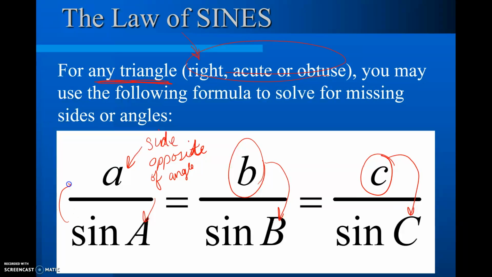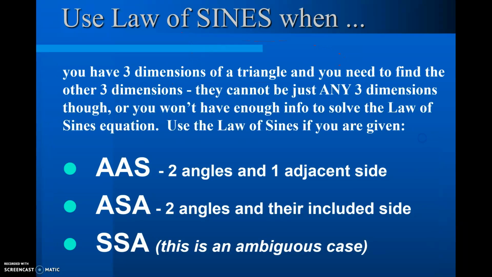And sometimes you see these interchanged. Sometimes they have the sine A on top, and then they're all interchanged. So it doesn't make a new law. It's just that we know with these proportions, if we put the sine A over A, then this sine B would be over B, and so forth.